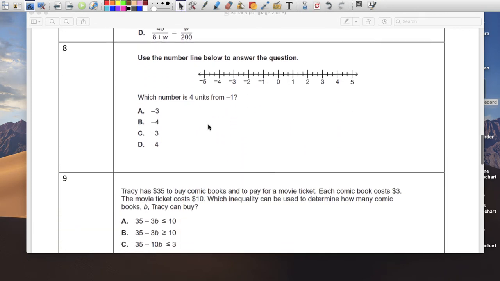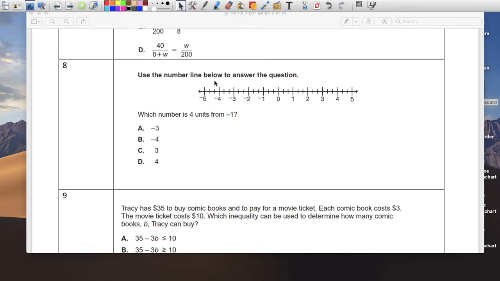Use the number line below to answer the question: which number is 4 units away from -1? Okay, so again, going back, the -1 over here. 4 units over could be 1, 2, 3, 4, could be 3. If you have 4 units over, it doesn't say to the left or to the right, so it'd be 1, 2, 3, 4. So we're looking for either number 3 or -5. Well, there's no -5 here, so the only other answer is 3.